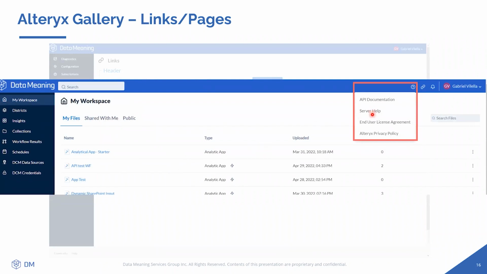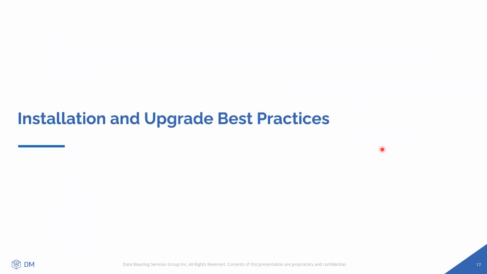So this is a screenshot here of the user area, the home page, and you see the question mark there. If you hover your mouse over there, you're going to see all those links that you developed, right? It's going to be showing up there. So really useful to have those links and help users navigate here. Okay, so that's about it for the gallery. Now let's move on to the installation and upgrade best practices.